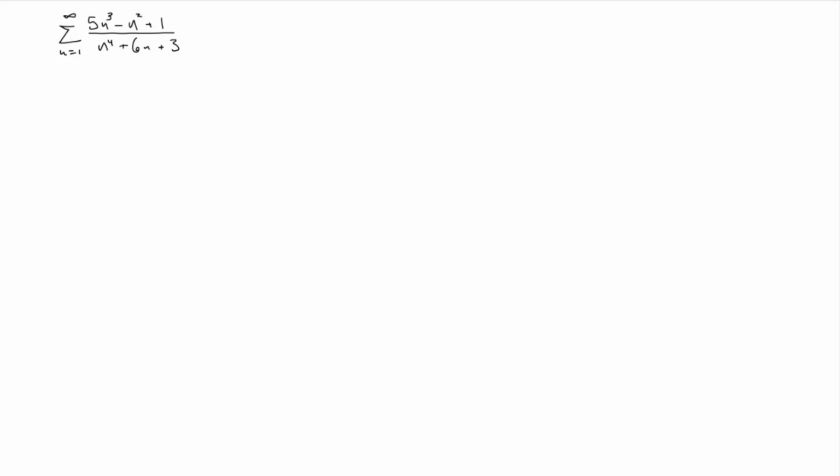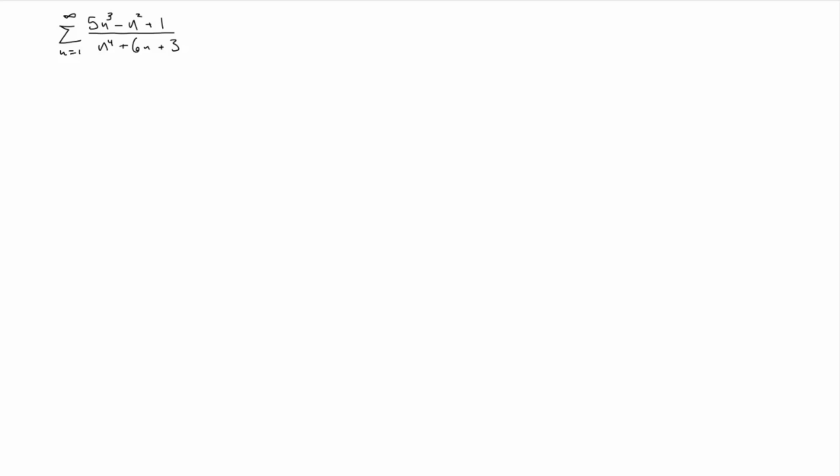And the thing to consider is that as n gets very large, it's the largest power of n in the numerator and the largest power of n in the denominator that dominate what's going on. In other words, if n is 1 trillion, well, 1 trillion cubed is a big number. 1 trillion squared is a big number too, but it's 1 trillion times smaller than 1 trillion cubed. And so really, it's the n cubed in the numerator and the n to the fourth in the denominator that are controlling how this series behaves as n gets larger.